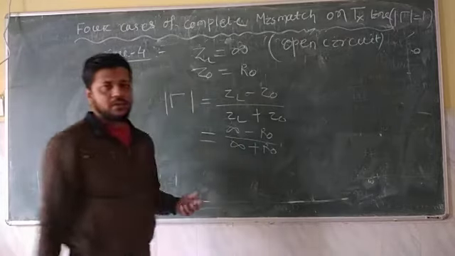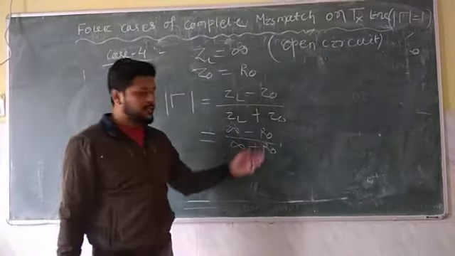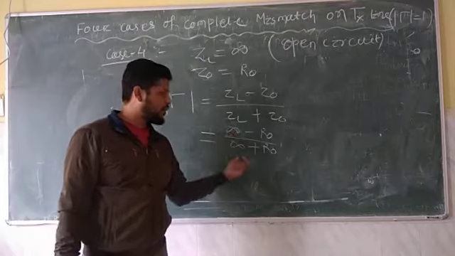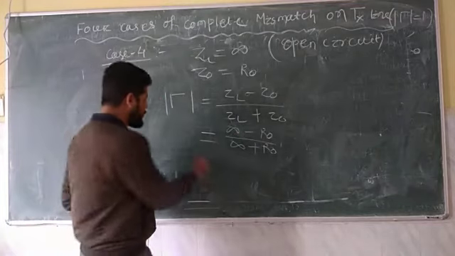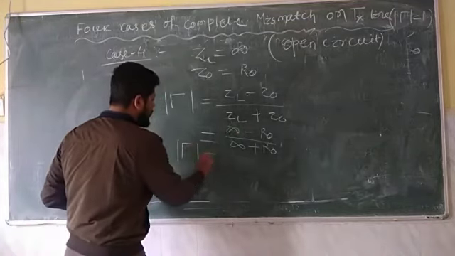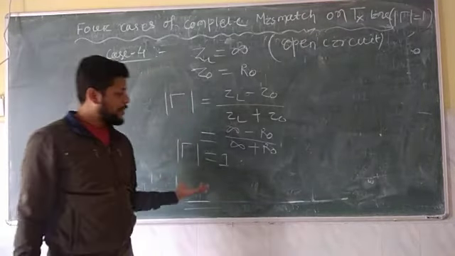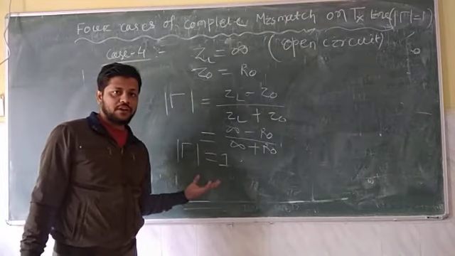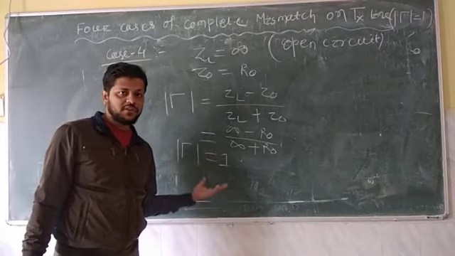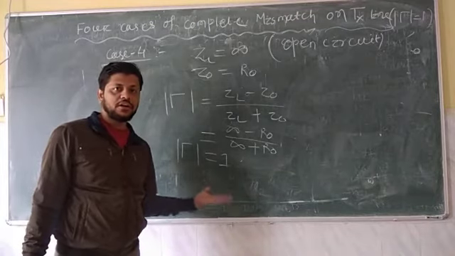Infinity means a very large value. So whatever may be added, that becomes infinity. So infinity by infinity, that will give you gamma magnitude is equal to 1. So this is the case where also we found the magnitude of gamma is 1. That is your condition for complete mismatch. That is 100% reflection and no transmission.